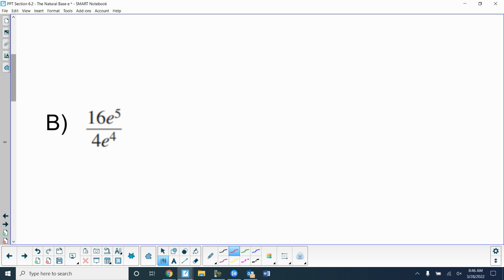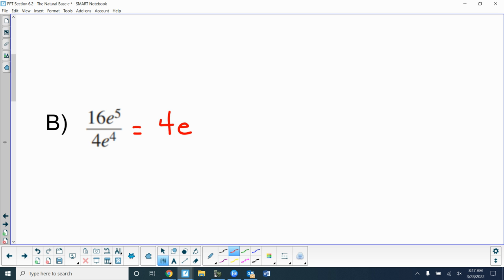What if you're dividing? What do I do with the 16 and the 4? You get what? 4. What do you do with the exponent since you got an E in the top and the bottom? Right. Where's the E going to stay, top or bottom? Why in the top? Bigger exponent. Very good. So what's 5 minus 4? 1.